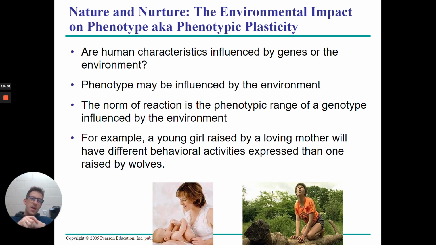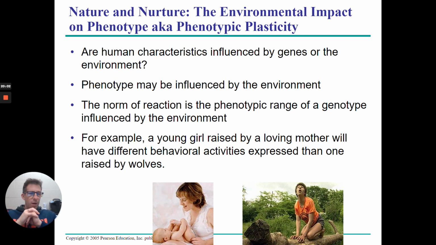Phenotypic plasticity, or the environmental impact on the phenotype of an organism, oftentimes is referred to as nature versus nurture. This is kind of like the great experiment that scientists would love to run but can't really because it's unethical. They want to understand, are you a product more of your genes, or are you more a product of your environment, or is it a subtle mixture of both? And so one of the things that they do is they look at twin studies. And they also look at feral children studies.